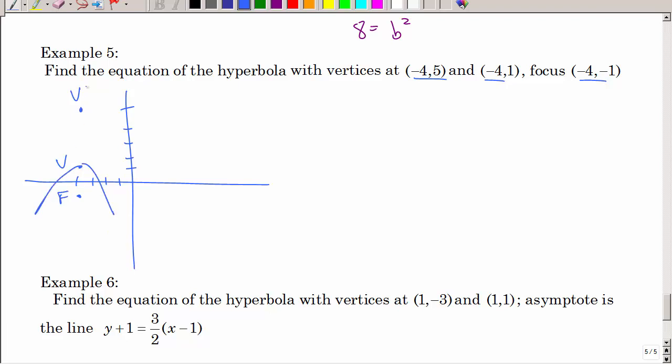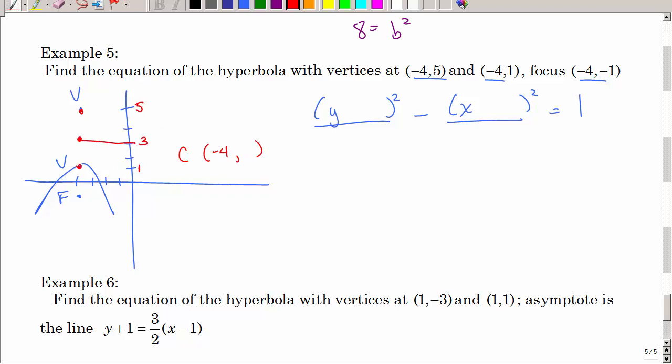These are all vertical. So automatically that tells me why my Y comes first. That's going to be my transverse axis, or what it's parallel to. But I need the center. Where's the center? Well, it's right in the middle of the 2 vertices. So I know my center, the x-coordinate, is -4, but if this is the value of 1 and this is 5, what is in the middle?